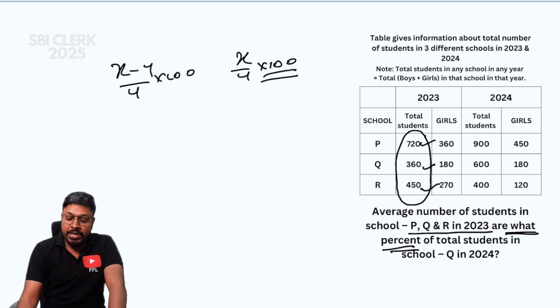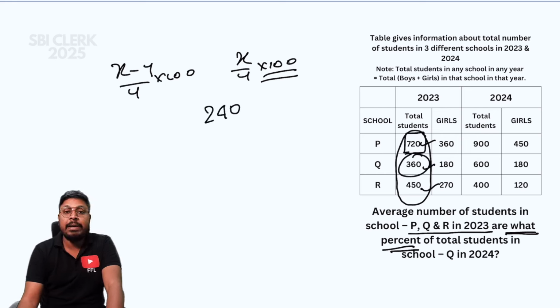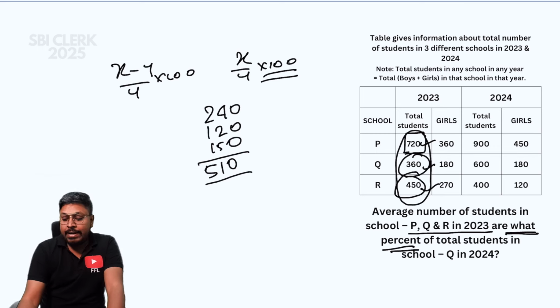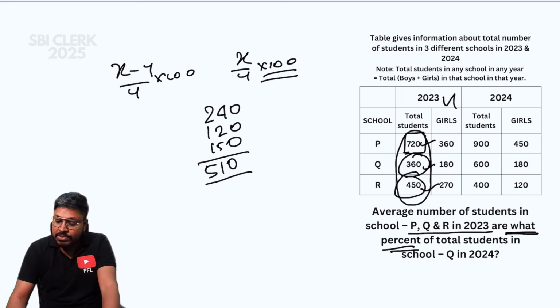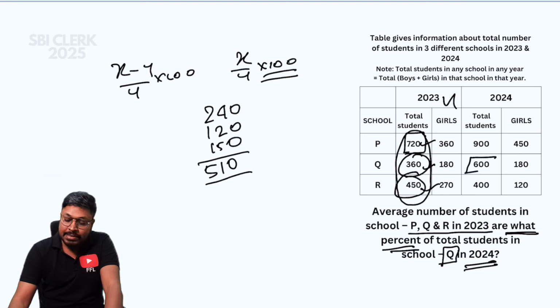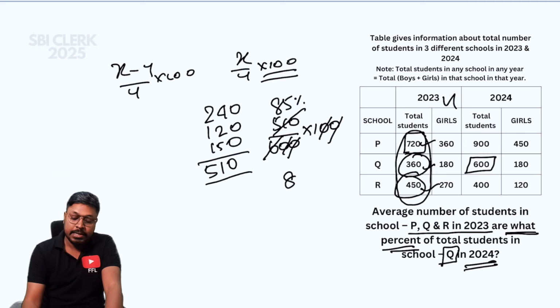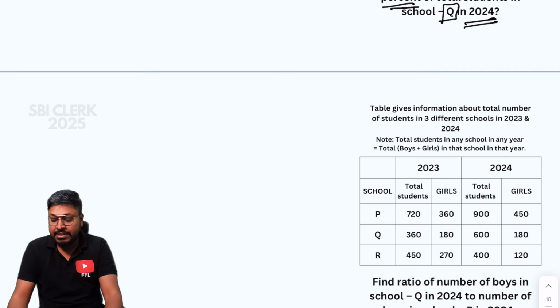Both are same. So when you divide 720 by 3, which is 240. Next 360 divided by 3, 120. So next will be 450, 150 divided by 3. So when you add, a resultant will be 510. So 510 will be the average of total number of students in 2023. So now total number of students in school Q in 2024. So here 600 is the total number of students. We know 510 is numerator value, 600 will be denominator value into 100. So we can cancel it, 85 percentage. So answer for this question is 85 percentage, right?